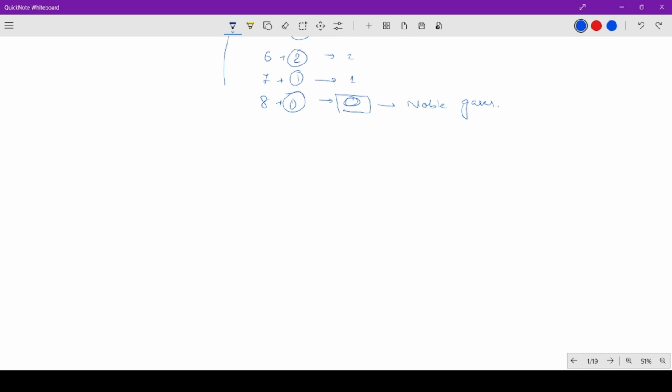So first of all, hydrogen. For hydrogen there is only one electron, so it will lose, or it may gain. So the valency is 1. Similarly for helium, the configuration is 2 and the valency is 0.